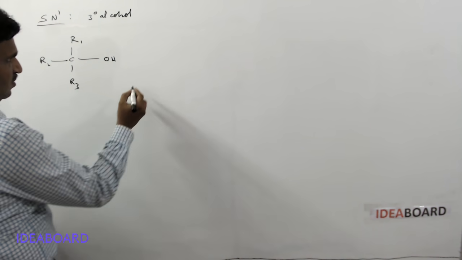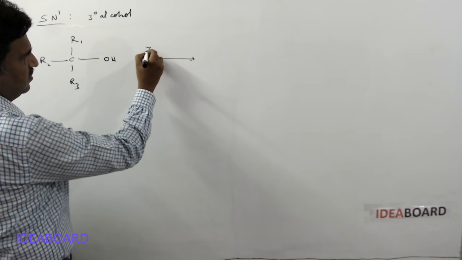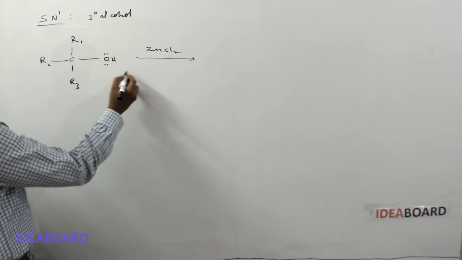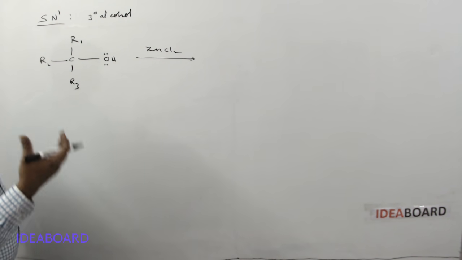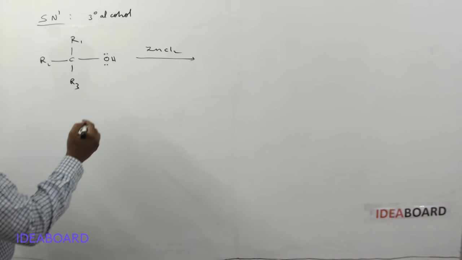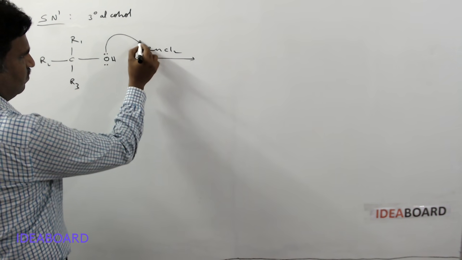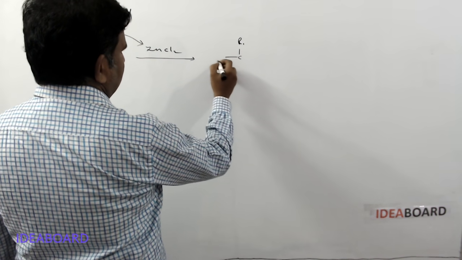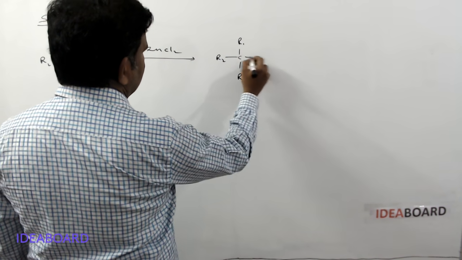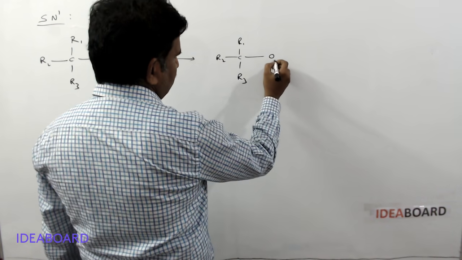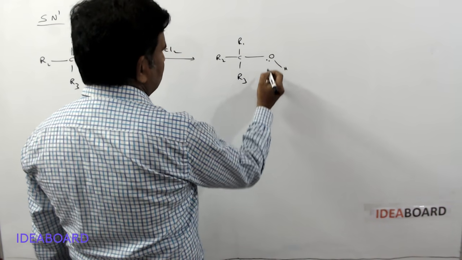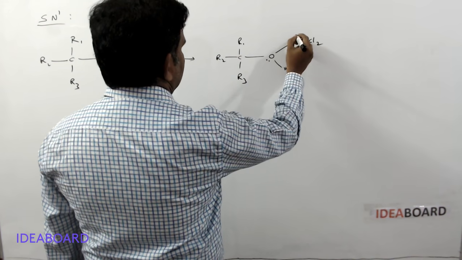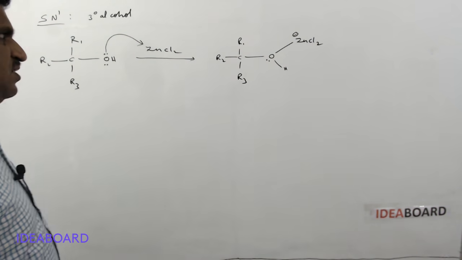This is a tertiary alcohol. In this reaction, first ZnCl2 attacks. ZnCl2 is the Lucas reagent component, and it acts as an electron deficient electrophile. So the lone pair on oxygen attacks ZnCl2, forming R1, R2 and R3, and I am writing the OH group separately. Now it has one lone pair only, and the second lone pair is making a bond with ZnCl2.